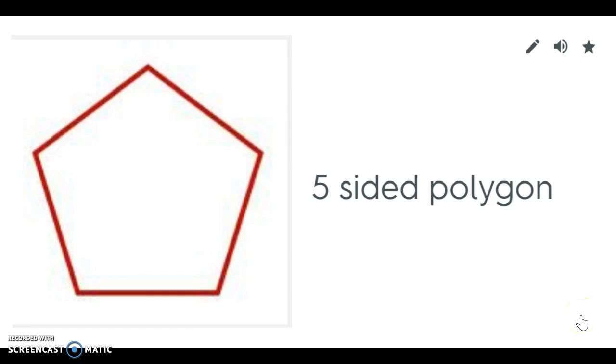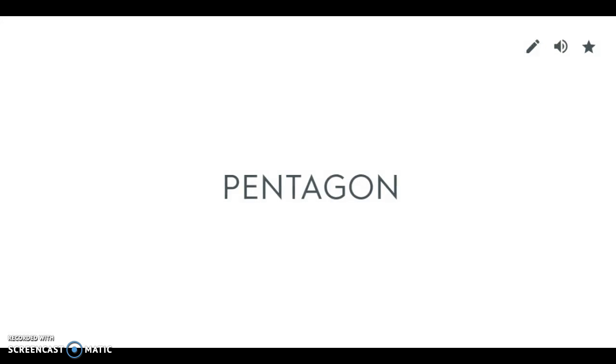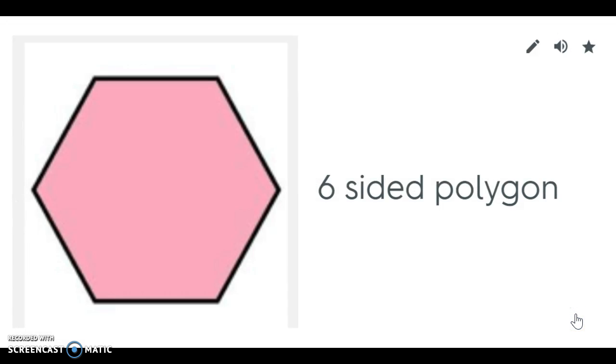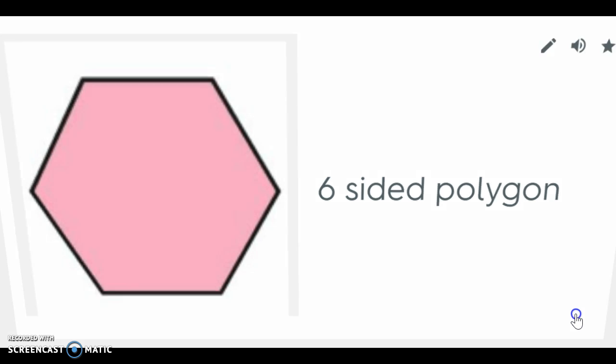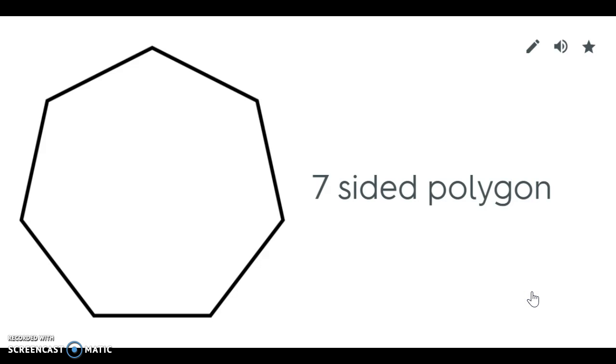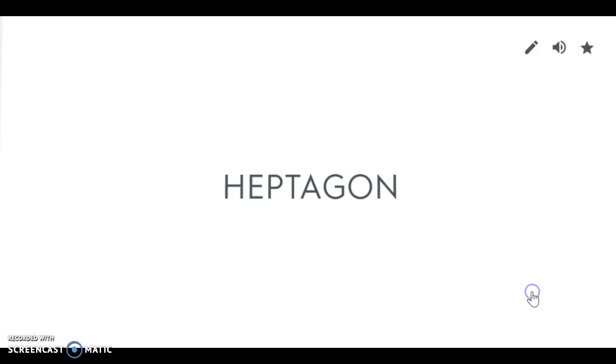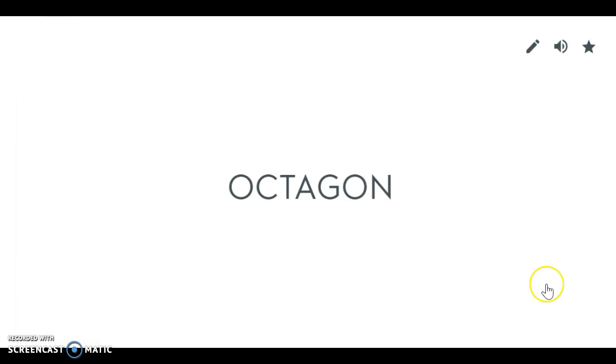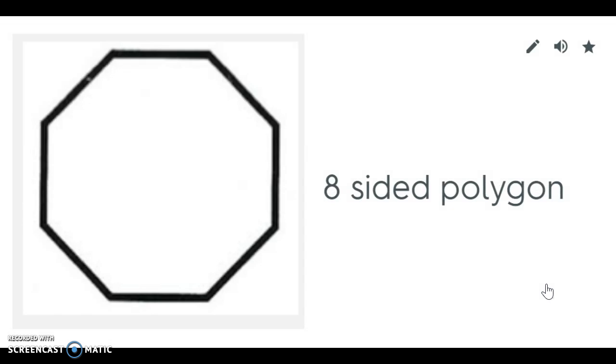Here's a picture of a pentagon. This is a perfect pentagon, so this is a five-sided pentagon. A hexagon has an X in it, and so does six. So a hexagon has six sides. A heptagon has seven sides. A lot of times people get hex and hept confused, but remember, hex has an X and so does six. An octagon is like an octopus. It has eight sides. It's a stop sign.